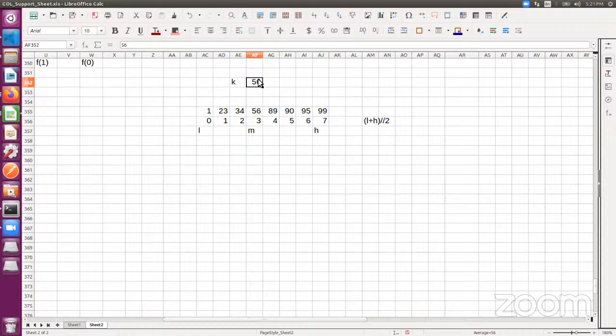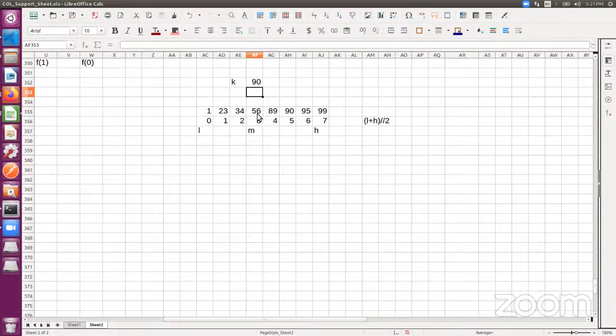Suppose the search element was 90. Now the mid element is 56 only. If I check whether the search element and the mid element are the same, they're not the same. Next, I'll check whether it is greater or less than the mid element. If it is greater than the mid element, definitely the search element is not going to be present on the left-hand side because it is already sorted. It has to be present on the right-hand side only, because the key is greater than the mid element.